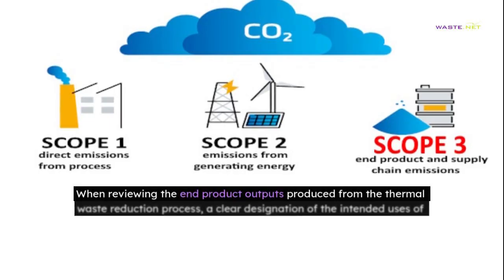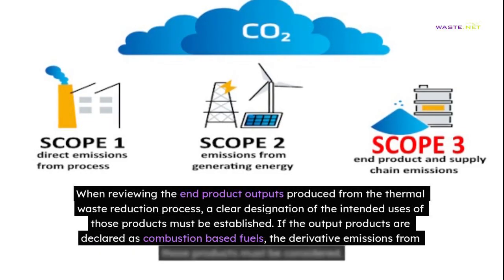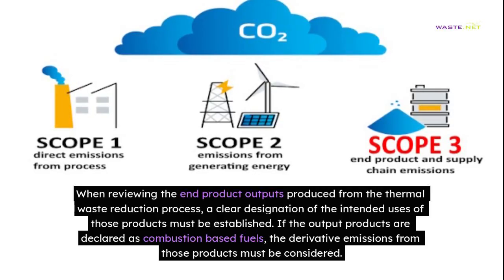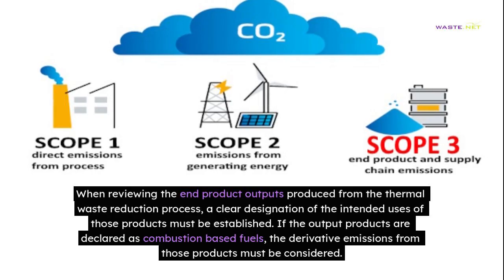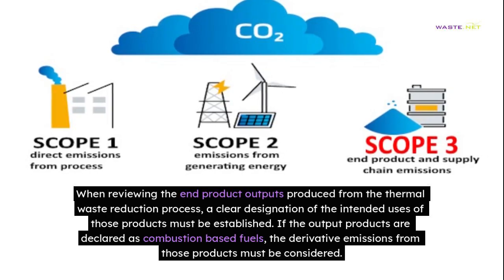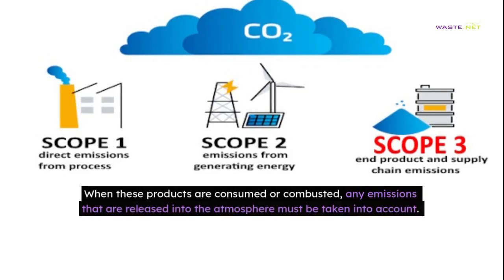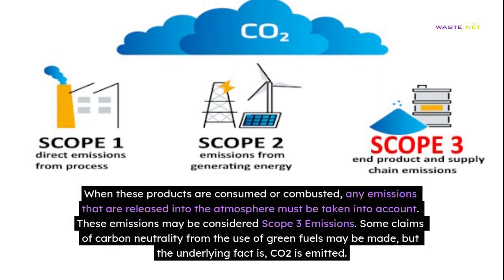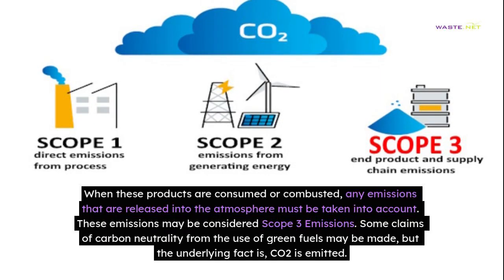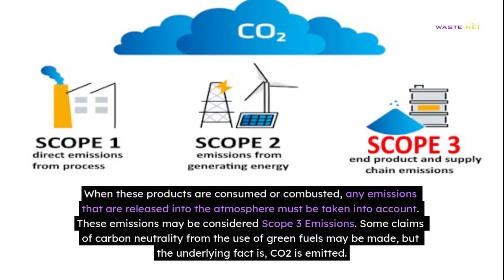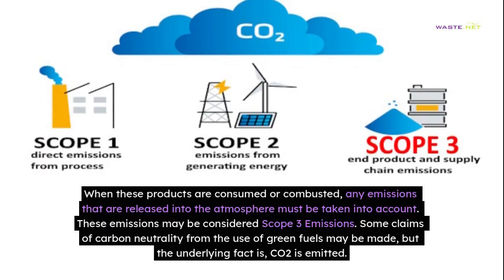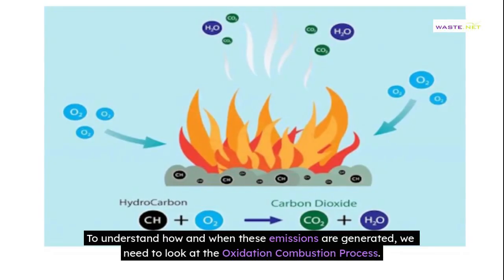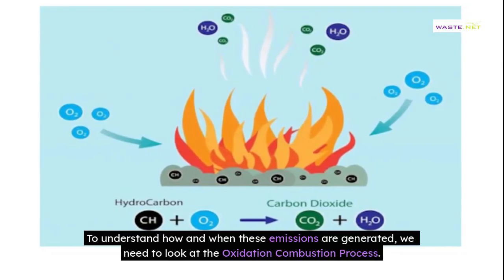When reviewing the end product outputs produced from the thermal waste reduction process, a clear designation of the intended uses of those products must be established. If the output products are declared as combustion-based fuels, the derivative emissions from those products must be considered. When these products are consumed or combusted, any emissions that are released into the atmosphere must be taken into account. These emissions may be considered Scope 3 emissions. Some claims of carbon neutrality from the use of green fuels may be made, but the underlying fact is, CO2 is emitted. To understand how and when these emissions are generated, we need to look at the oxidation-combustion process.